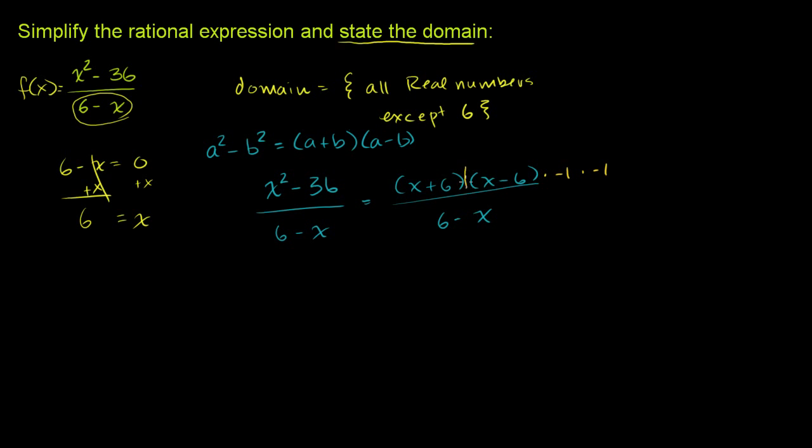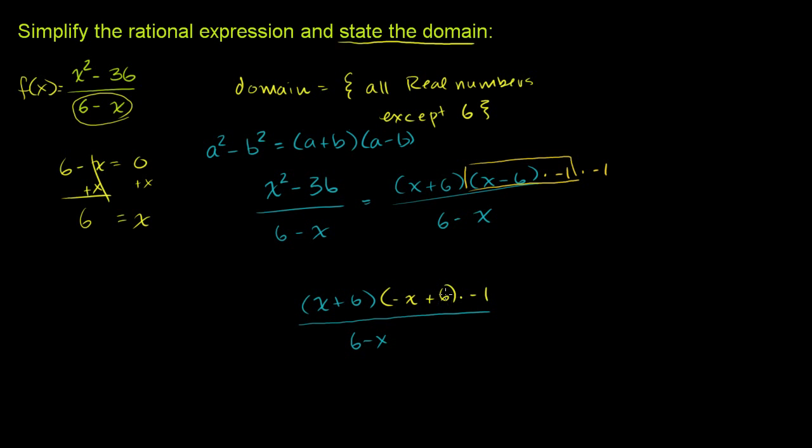But what happens if we just multiply the x minus 6 by that first -1? What happens to that x minus 6? Let me rewrite the whole expression. We have x plus 6, and I'm going to distribute this -1. If I distribute the -1, I have -1 times x is negative x, -1 times -6 is plus 6. And then I have a -1 out here, and I have a -1 times -1, and then all of that is over 6 minus x.